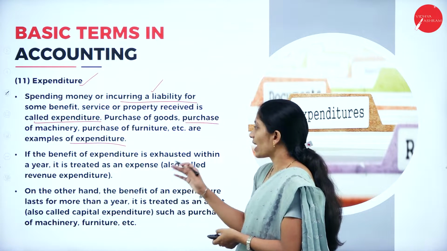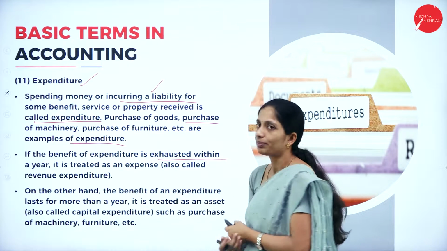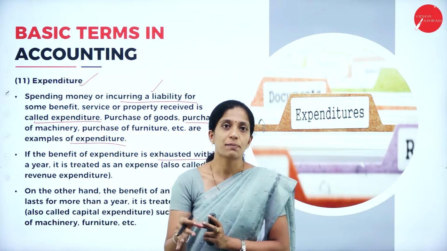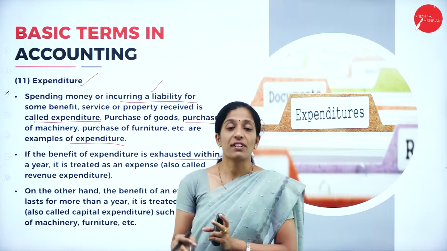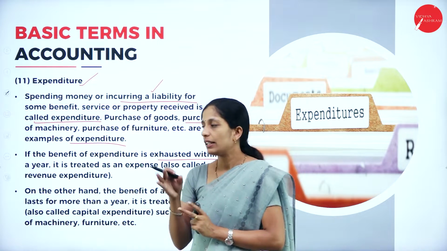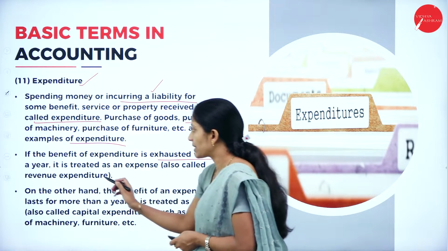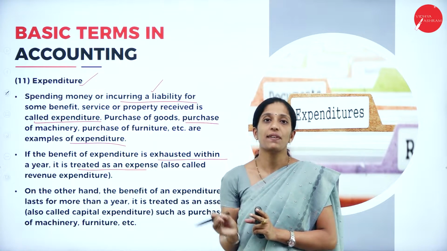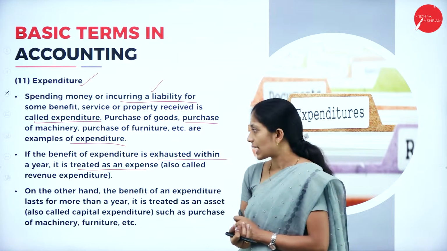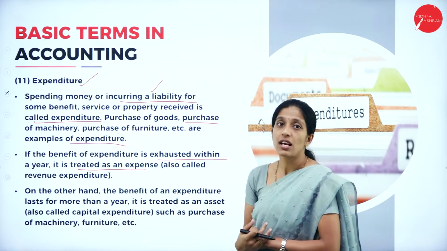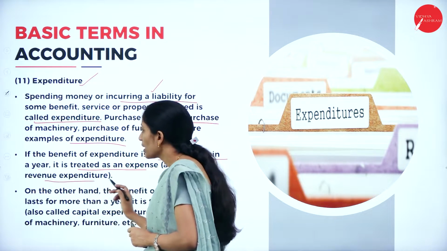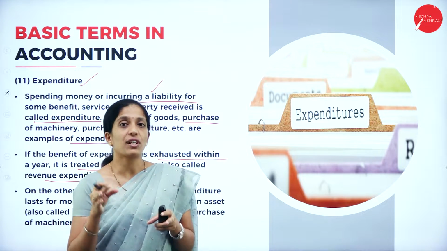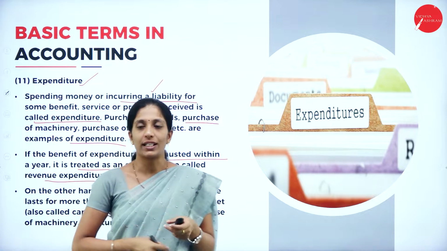If the benefit from which the expenditure has been incurred is exhausted within 1 year, then it is termed as what? Expenses. So if the benefit of the expenditure is exhausted within 1 year, it is called as expenses, also called as revenue expenditure. So revenue expenditure is nothing but the expenses where the benefit will be exhausted within 1 year.